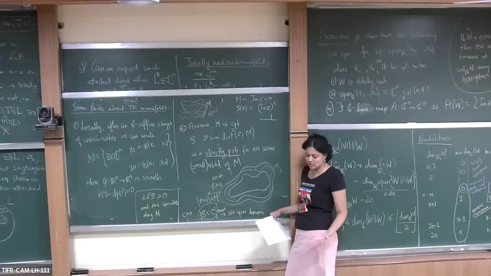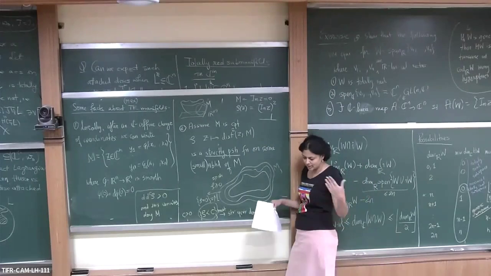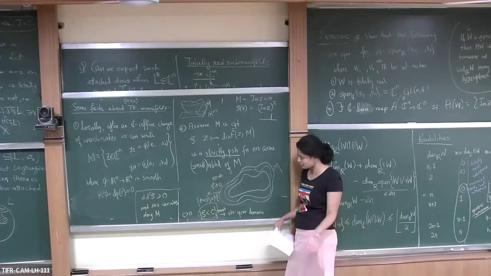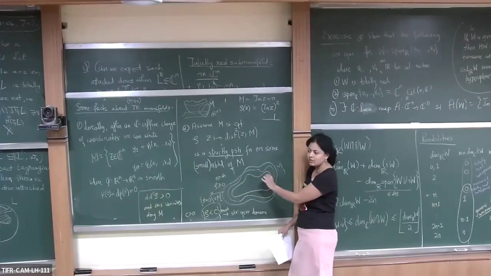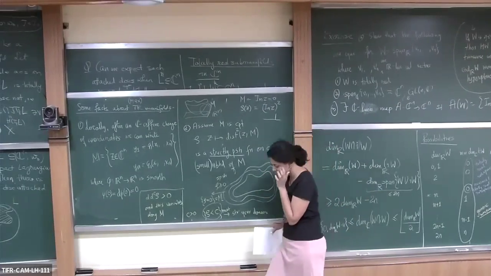So there is some connection, even though totally real manifolds are not always Lagrangian with respect to the standard structure. Locally, there is something Lagrangian about totally real manifolds. What is that?